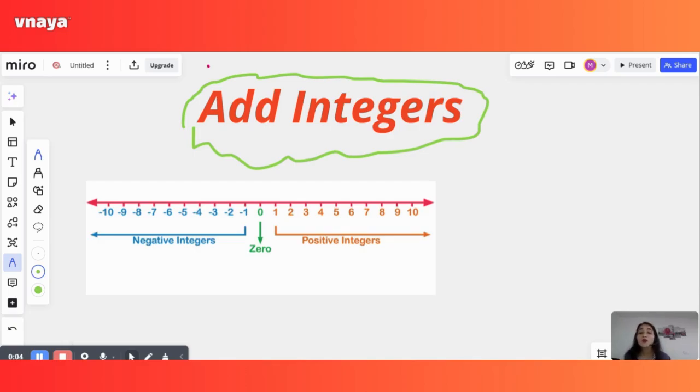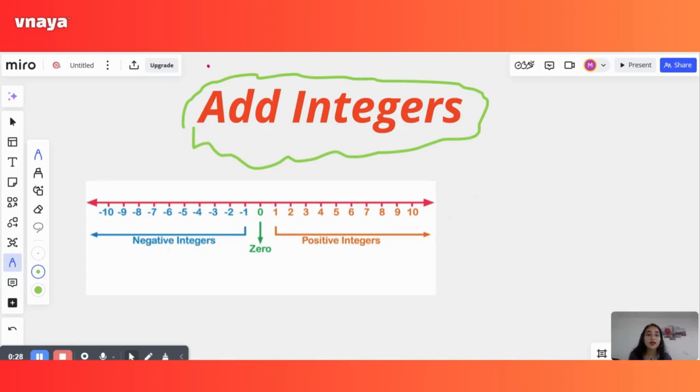In the last video we were discussing what integers are. In this particular video we will be learning how to add integers. So let's start with that. As we have already discussed, integers are the set of positive as well as negative numbers. So let's pick up any two integers.